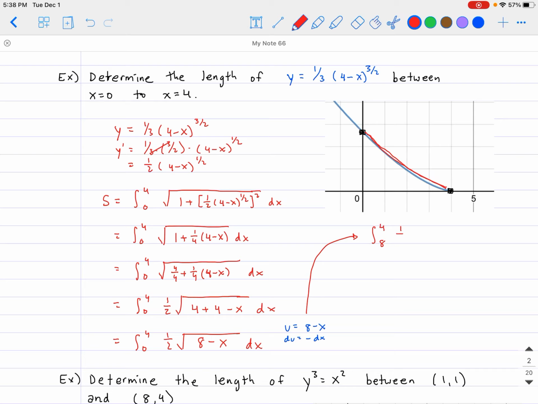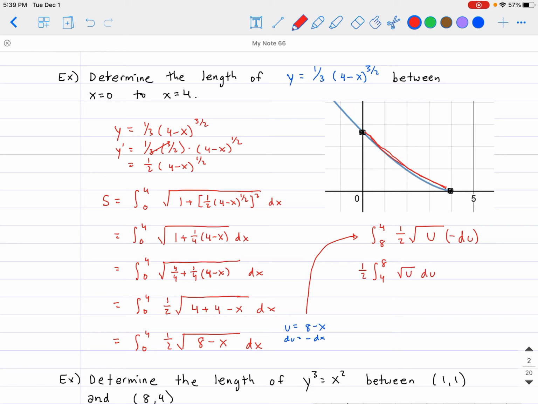And then we also have the 1/2, and then the square root of u, and then negative du, because we have to replace everything in terms of u. That works out nicely because the negative and the 8 and the 4 can cancel out. So now we're going to flip it back from 4 to 8. We put the 1/2 outside, and then we have the square root of u du.